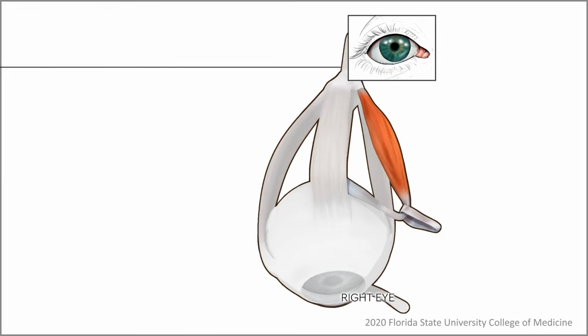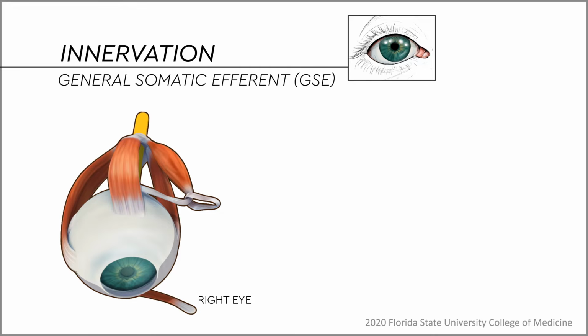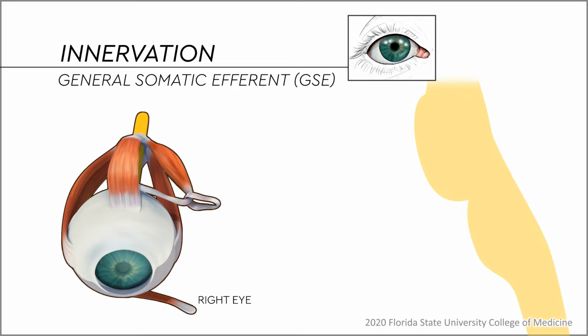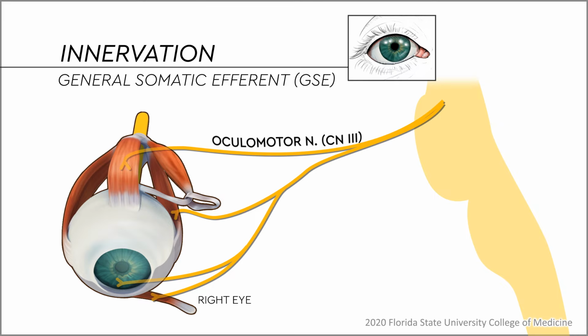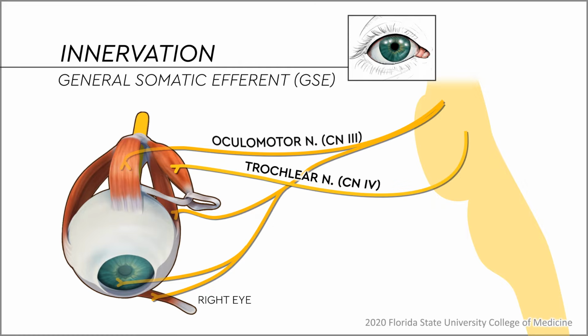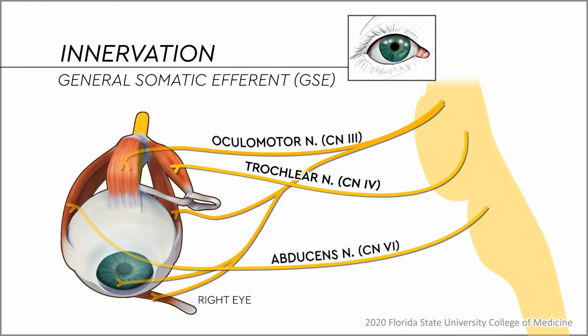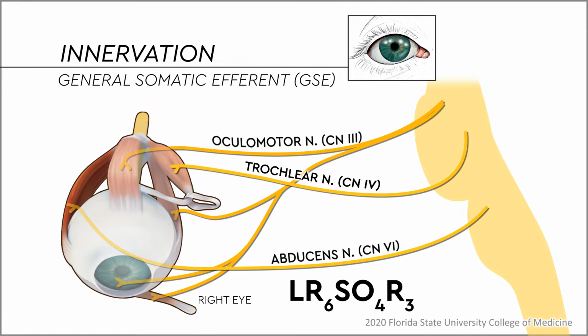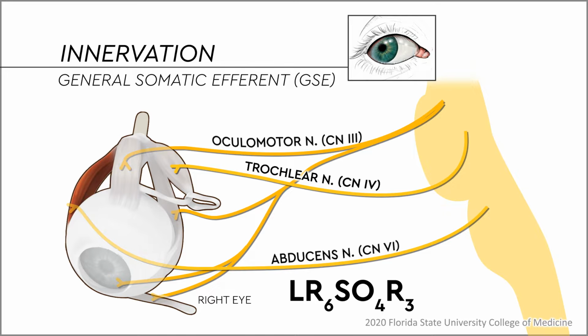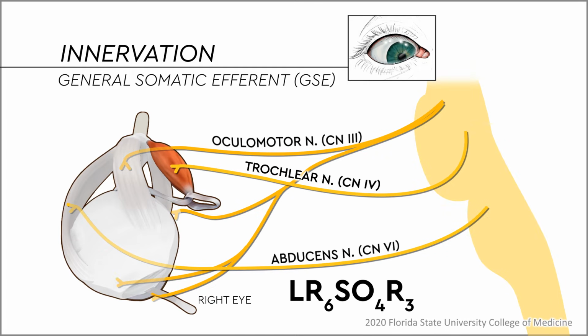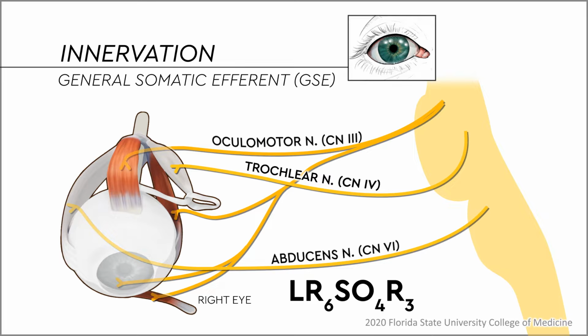Each of these muscles receives motor innervation, general somatic efferent, from one of the following 3 cranial nerves: oculomotor nerve, or cranial nerve 3, trochlear nerve, or cranial nerve 4, or abducens nerve, or cranial nerve 6. A convenient way to remember this pattern of innervation is provided by the formula LR6 SO4 R3. That is, lateral rectus muscle is innervated by cranial nerve 6, superior oblique muscle is innervated by cranial nerve 4, and the remaining muscles are all innervated by cranial nerve 3.